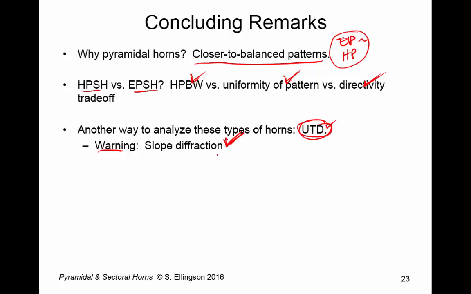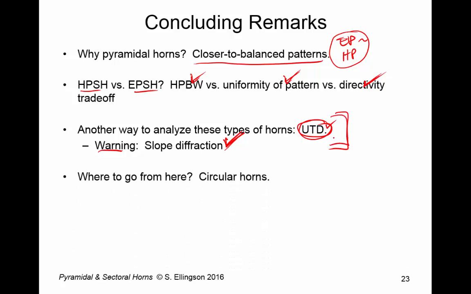There's a simple correction to UTD diffraction coefficients. It's straightforward to implement, and you can look this up if you'd like to take this approach. Not very complicated, commonly done, so you should consider that if you have an application for this.